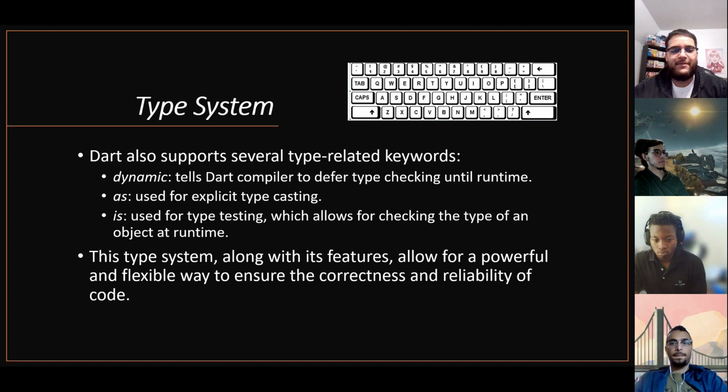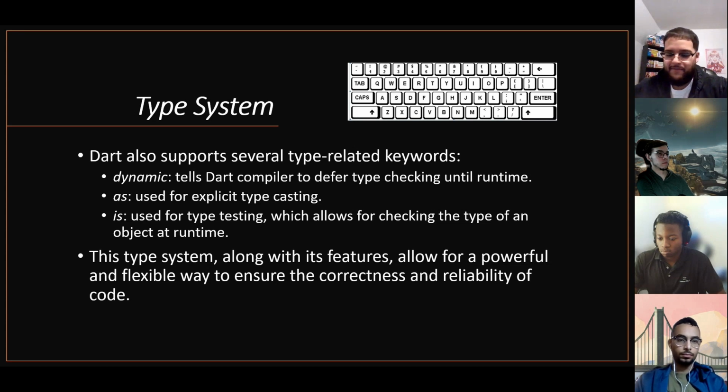And for the type system, Dart allows several type-related keywords, if you will. For that, we have dynamic, which I mentioned before, to tell the compiler to make a variable dynamic so that it's defined at runtime. You have the as keyword that's used for explicit typecasting, and then you have the is keyword, which is used just as a comparison to tell whether a variable is or is not a certain type. This type system, along with its features, allows for a powerful and flexible way for coders to write and read their code.